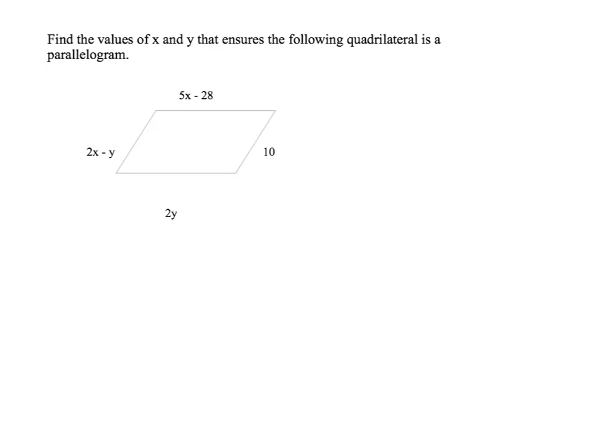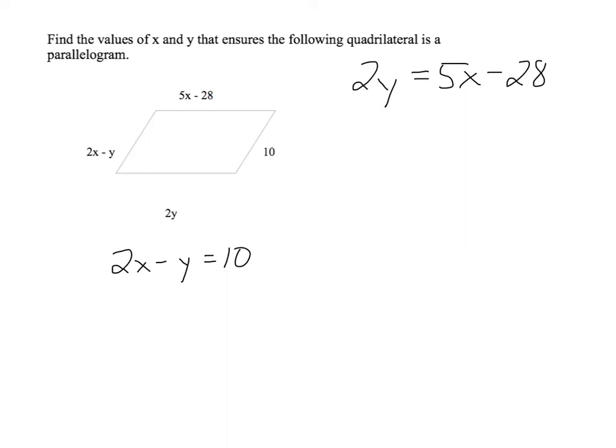So what I would probably do is set up an equation. Maybe I take a look at these two sides first. So I say 2y equals 5x minus 28. Since it's got two variables in it, and the next equation I'd be working with, 2x minus y equals 10, would also have two variables in it, why don't I write that one down over here too. 2x minus y equals 10. So I've got my two equations from the opposite sides being congruent.